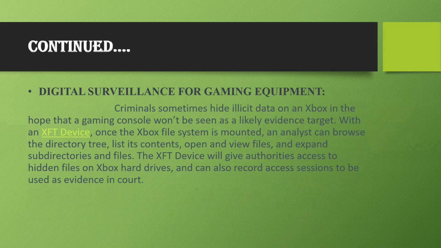Criminals sometimes hide illicit data on an Xbox in the hope that a gaming console won't be seen as a likely evidence target. With an XFT device, once the Xbox file system is mounted, an analyst can browse the directory tree, list its contents, open and view files, and expand subdirectories and files. The XFT device will give authorities access to hidden files on Xbox hard drives and can also record access sessions to be used as evidence in court. So the criminals can easily be found.